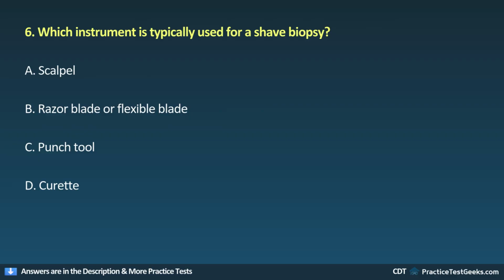6. Which instrument is typically used for a shave biopsy? A. Scalpel. B. Razor blade or flexible blade. C. Punch tool.